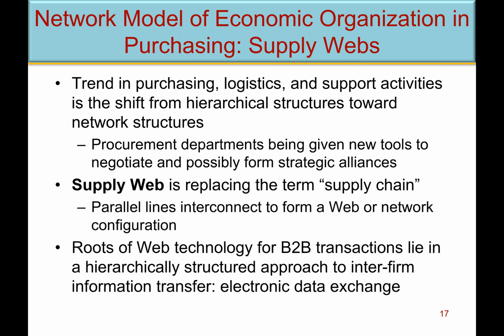So the network model of economic organization in purchasing, in short, we call supply web. The trend in purchasing, logistics, and support activity is a shift from hierarchical structures towards network structures. So procurement departments are being given new tools to negotiate and possibly form strategic alliances.